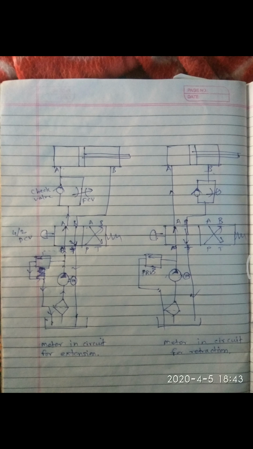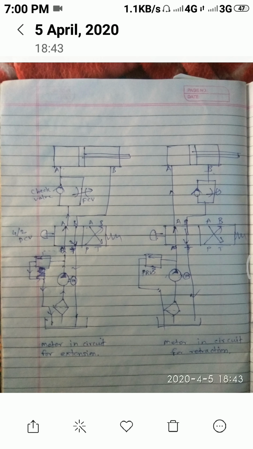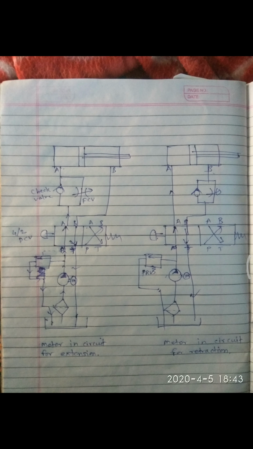Now here we want to control the meter in circuit for the retraction. So now it should be in position number 2. Right now in the diagram it is in position number 1, so it should be in position number 2. So now pump is pumping from P to B. Now B metered quantity is given, and then we are having a retraction stroke, and the retraction stroke is having a lesser speed.